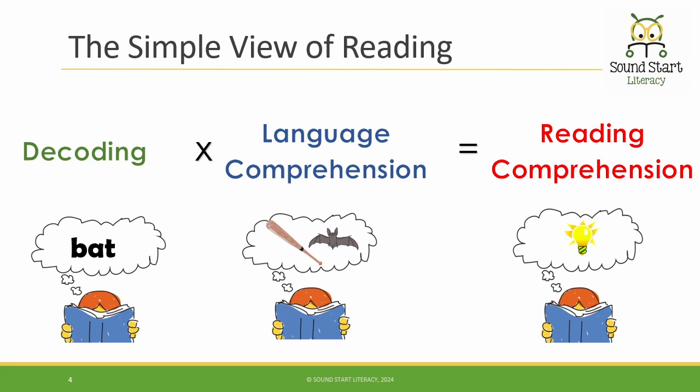We also need to have language comprehension, which is knowing the meaning in different contexts. Notice the simple view is an equation that uses a multiplication sign because anything times 0 is 0. Both decoding and language comprehension are necessary components that students need in order to successfully comprehend text.